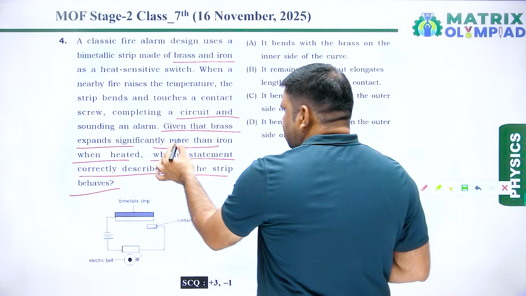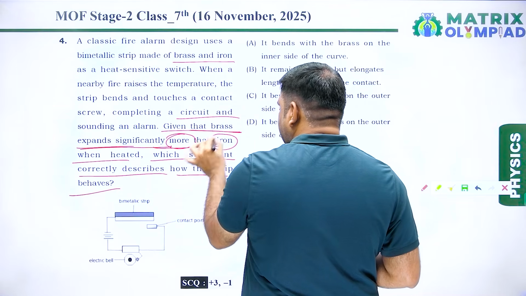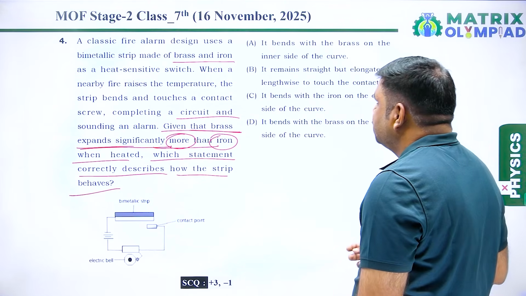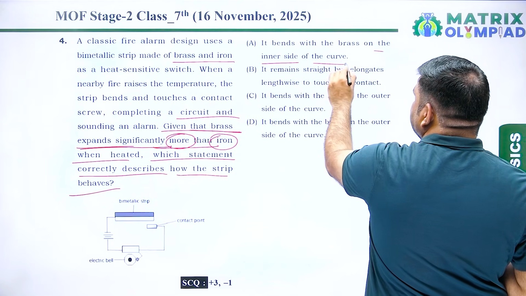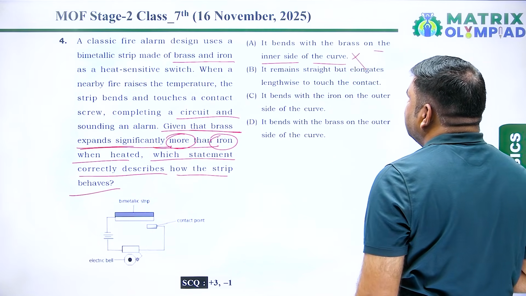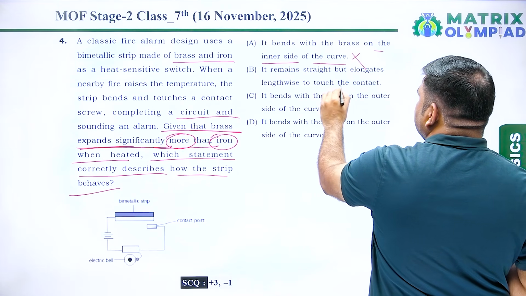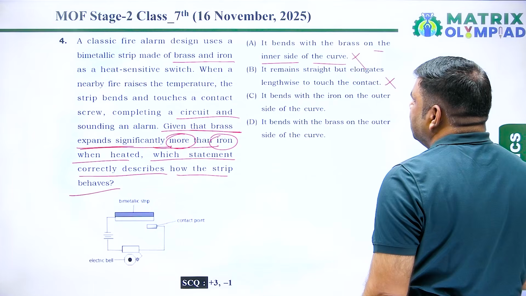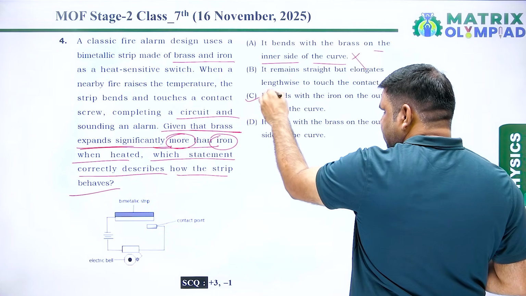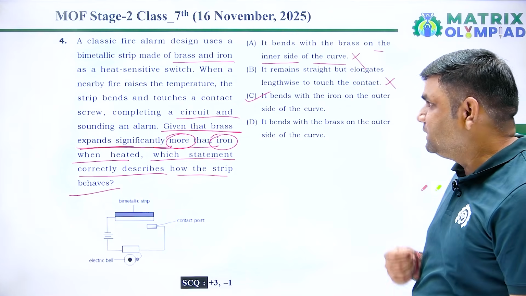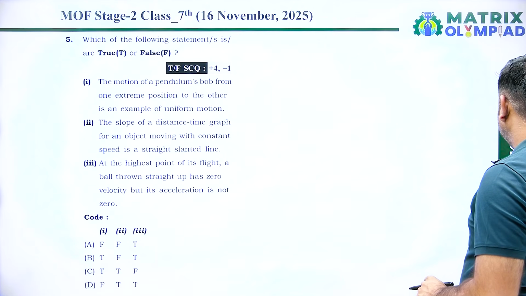In the question, the given data is that brass expands significantly more than iron. So the options are: it bends with brass on the inner side of the curve. No. It remains straight but elongates lengthwise to touch the contact. No. It bends with iron on the outer side of the curve. Yes. So our correct option is option C for question number 4. Let's move to the next one, that is question number 5.